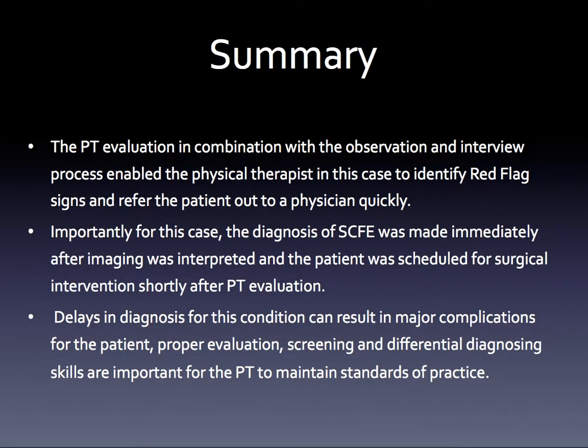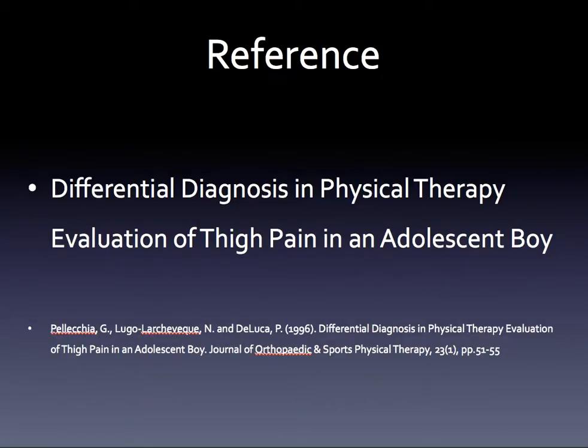So in summary, the PT evaluation in combination with the observation and interview process enabled the PT to find a red flag sign and refer the patient out quickly. Importantly for this, the diagnosis was made immediately after imaging, and they were scheduled for surgical intervention right after the PT evaluation. Delays in diagnosis for this condition can result in major complications for the patient. Proper evaluation, screening, and differential diagnosing skills are important for the PT to maintain the standards of practice, especially when it comes to special conditions like these. And there's a reference.